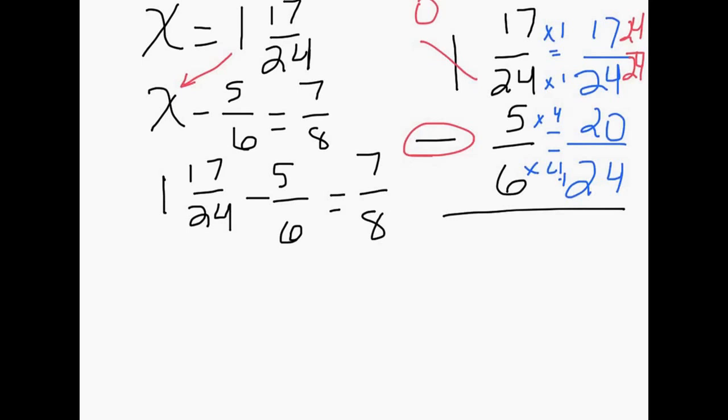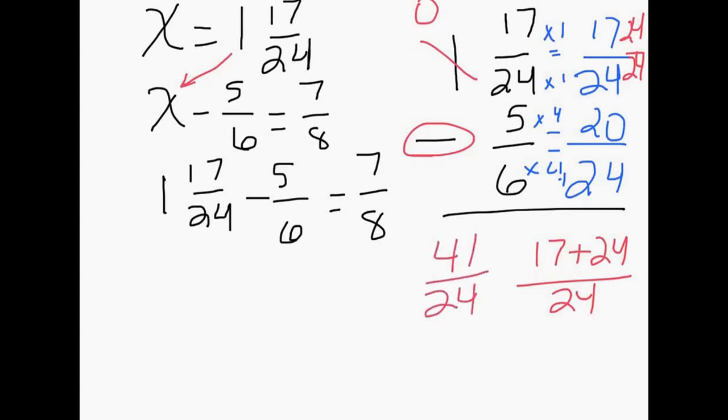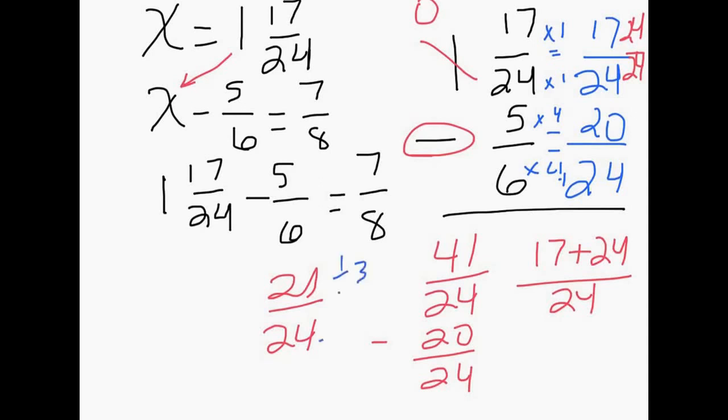24 plus 17. I'm going to have to move over here. 17 plus 24 would be our new numerator over 24 for our top fraction. That would equal 41 over 24 minus 20 over 24. When you subtract those two, you will get 21 over 24. When you reduce those by their greatest common factor, which is 3, you will get 7 over 8 and match what it's supposed to match.